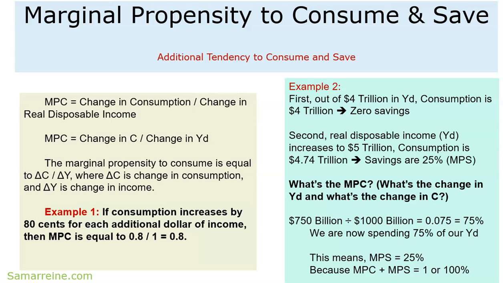This is very Keynesian. The word marginal is like saying additional. It's additional because we're speaking of disposable income, and disposable income is always considered additional income. Propensity is a predilection, another way of saying tendency, to consume and save. So, the additional tendency to consume and save.